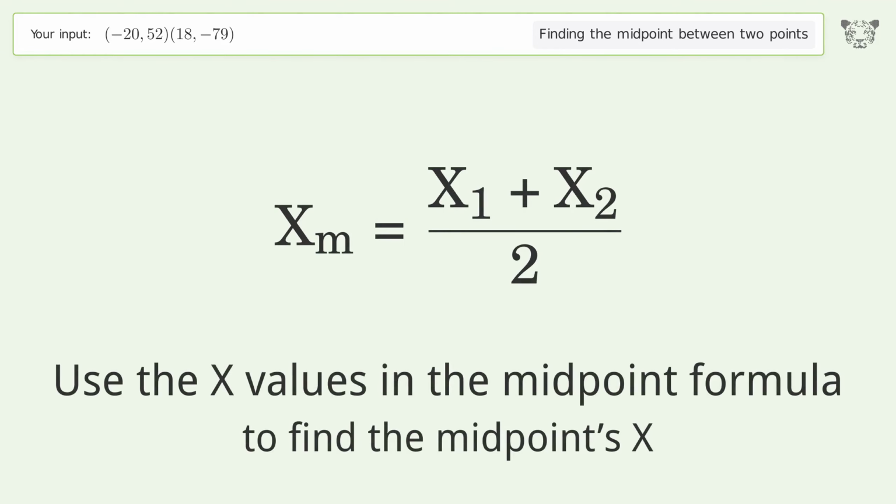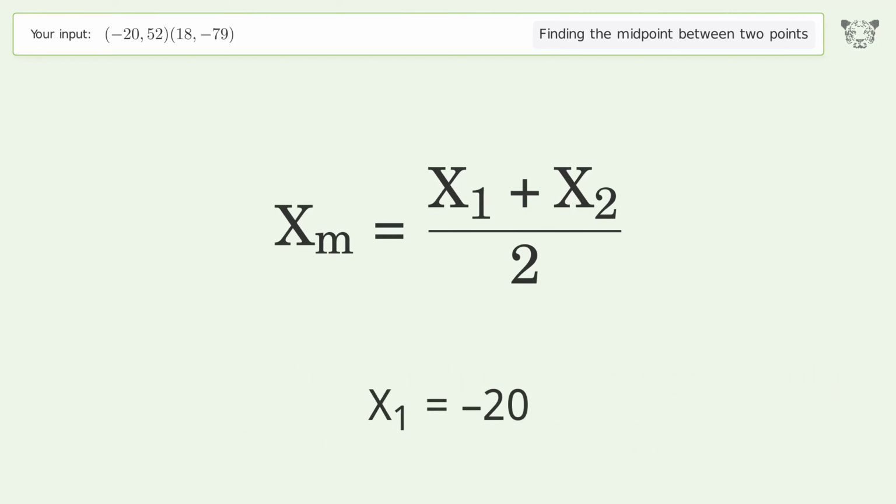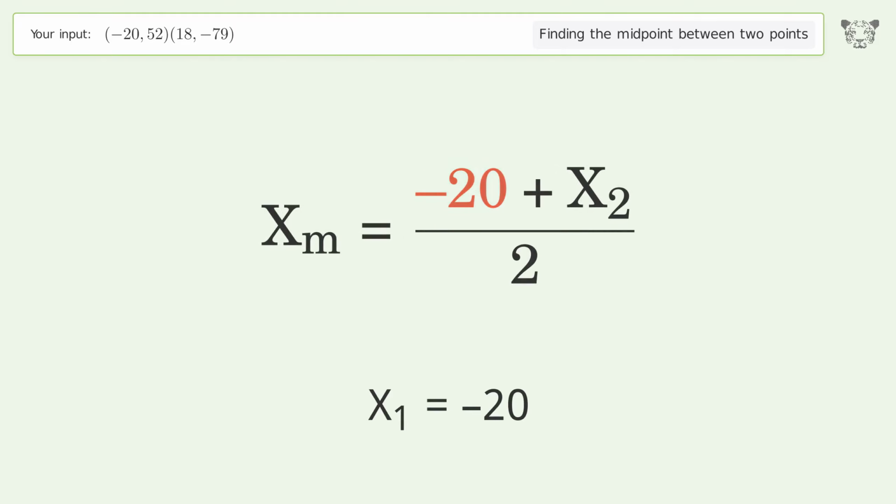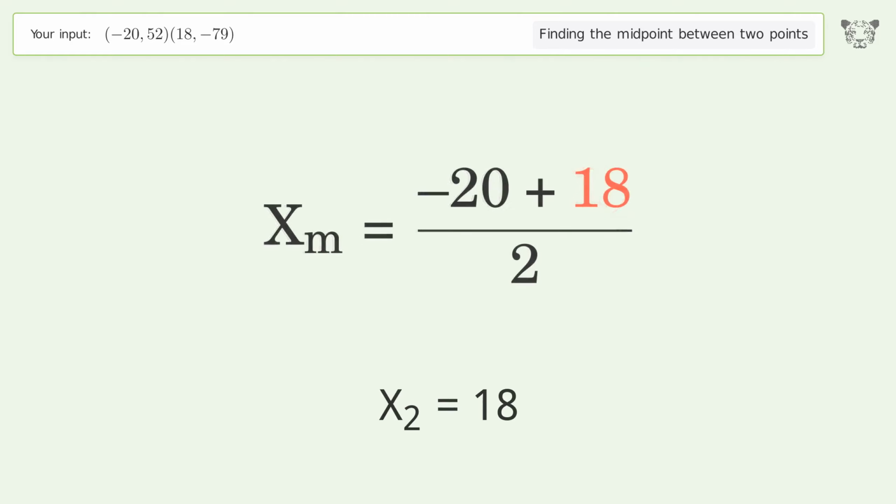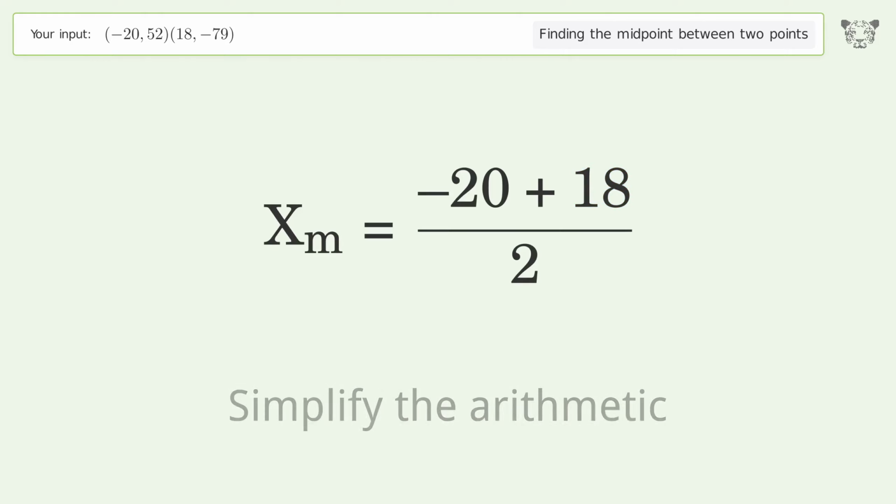Use the x values in the midpoint formula to find the midpoint's x. x1 equals -20. x2 equals 18. Simplify the arithmetic.